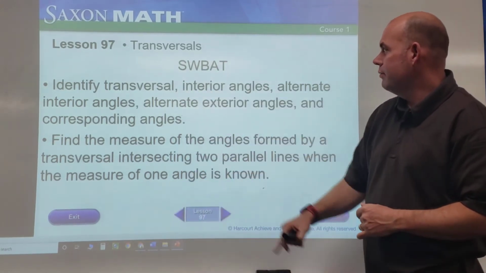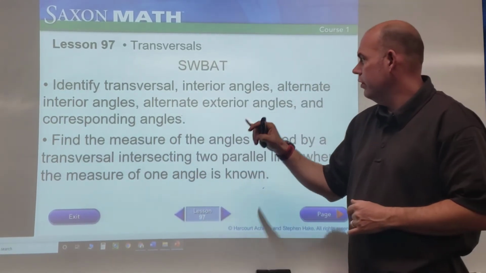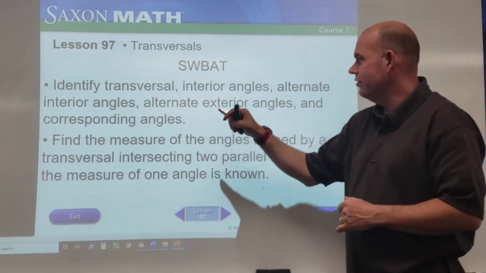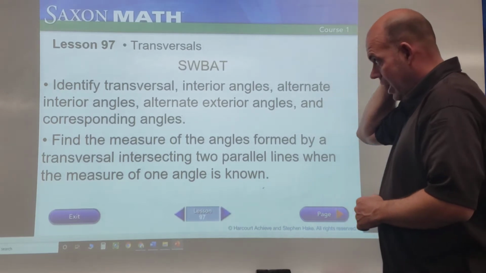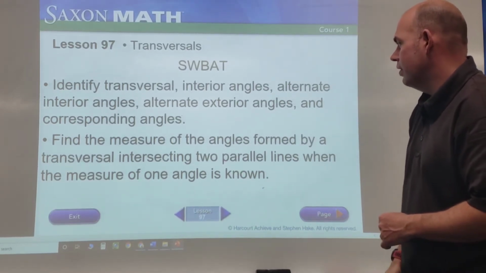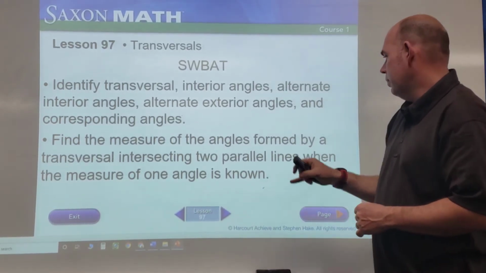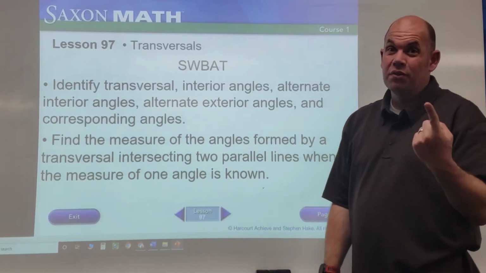We're going to look at identifying interior angles, alternate interior angles, alternate exterior angles, and corresponding angles. And then we'll find the measure of angles formed by a transversal intersecting parallel lines when the measure of one of those angles is known.